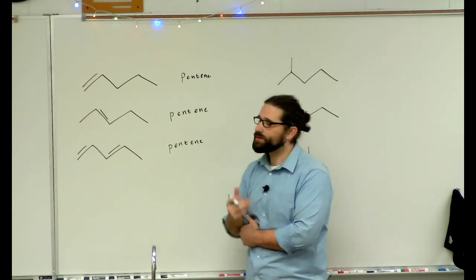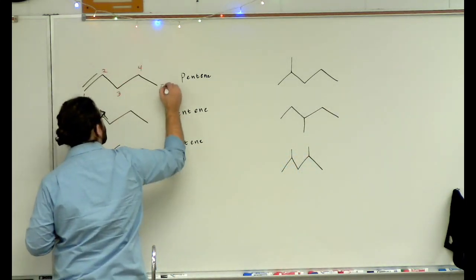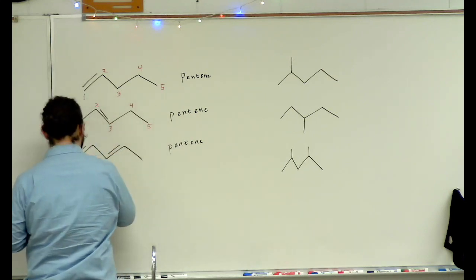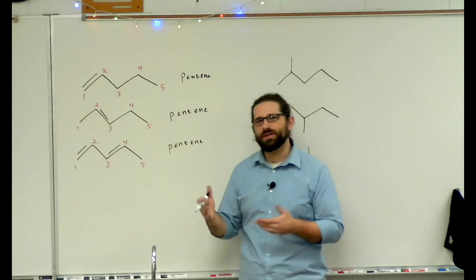Now, the simplest way is just going to be to number the carbons. Let's just number that, left to right. 1, 2, 3, 4, 5. And then with that numbering system, I can just identify which carbon does that double bond start on.